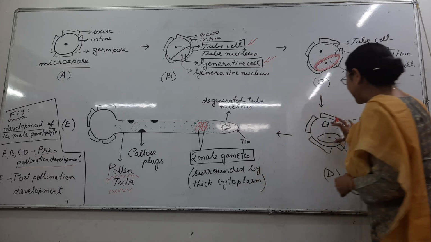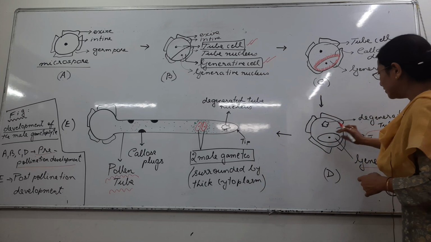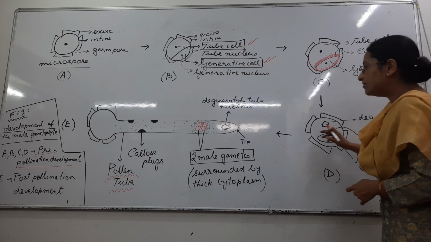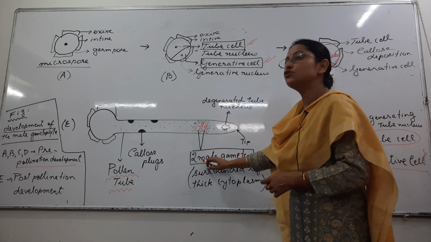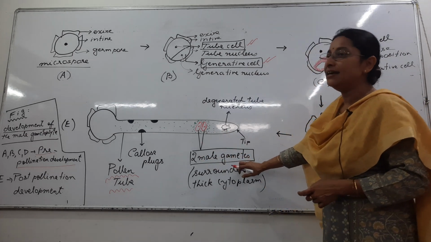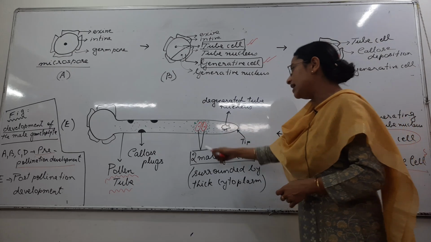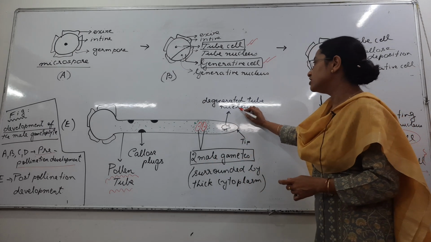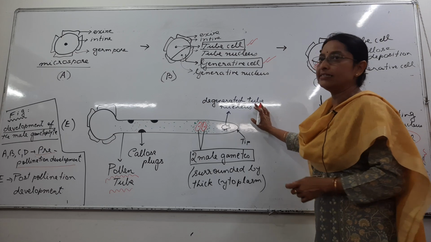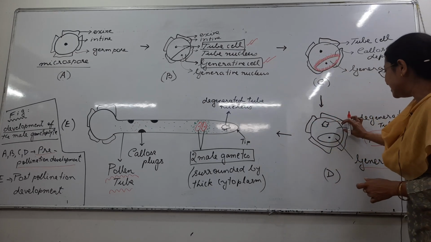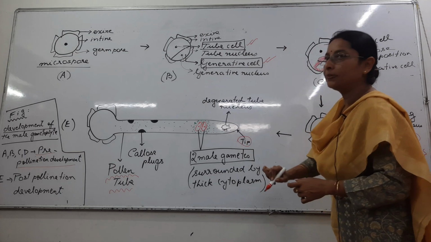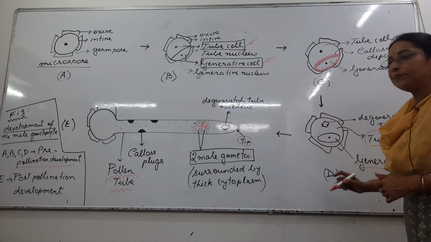Once the entire content comes out from here, obviously the generative cell will come. But prior to this, the generative cell divides and forms two cells and they would be acting as two male gametes. Now the question in this diagram is the position of the generative cell and the position of the tube nucleus. The tube nucleus is ahead, and when it comes, the position is always at the tip. Is the point clear? Okay.